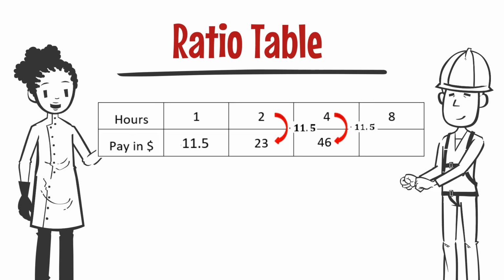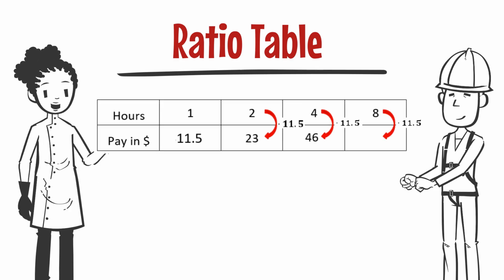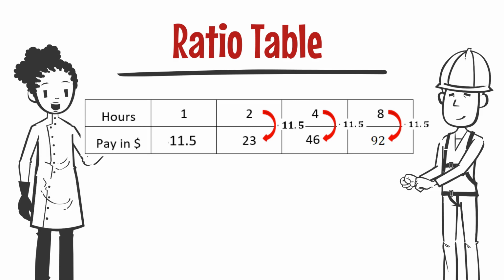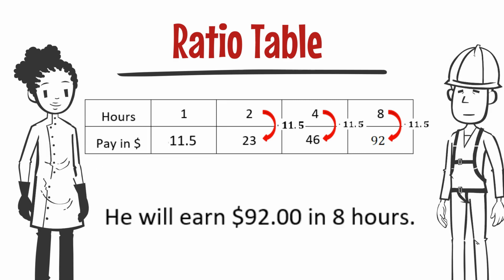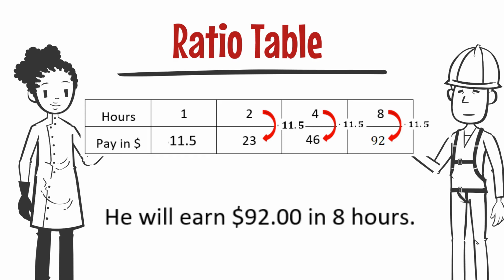And if we continue in the same manner, that means that for 8 hours, if we multiply that times $11.50, we should get $92. That's right. So Alan will make $92 for working 8 hours.